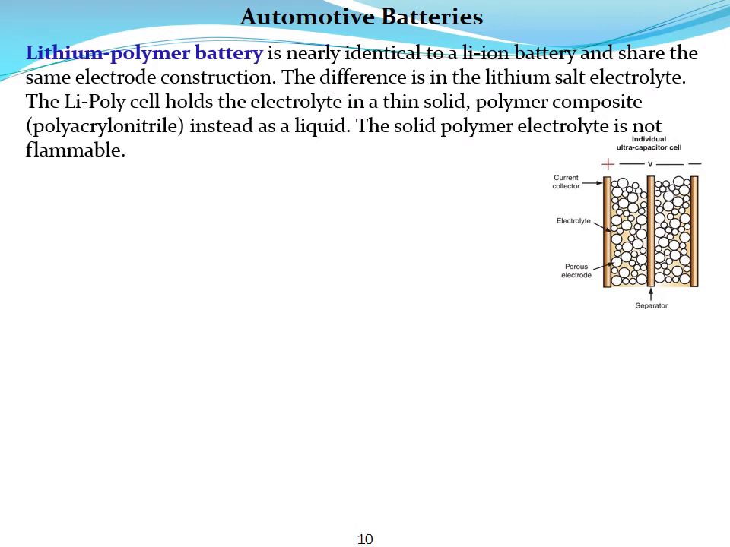Another type, the lithium polymer battery, is nearly identical to the lithium ion battery; they share the same electrode construction. The difference is in the lithium salt electrolyte. The lithium poly cell holds the electrolyte in a thin solid polymer composite instead of as a liquid. The solid polymer electrolyte is not flammable, so it avoids the flammability of the previous type.